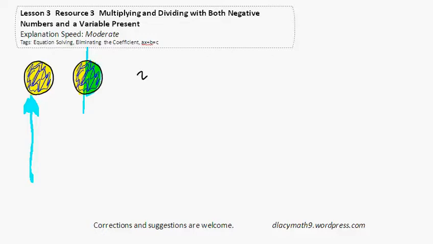Here's a number. I don't know what it is, but I do know what half of it is. That number divided by 2. Another way to represent that is to say that I have 1/2 times that number. This expression and this have exactly the same meaning.